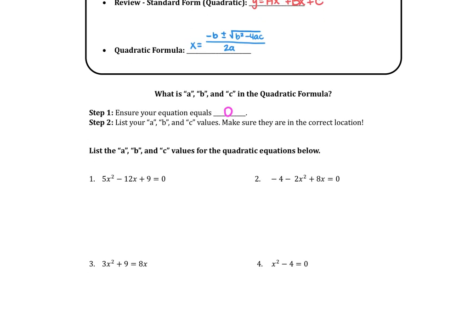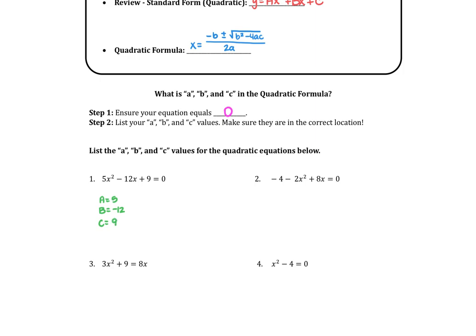So let's look at number 1. You can see in this equation that it's equal to 0, so I'm ready to go ahead and identify my a, b, and c. My a value is the value that's in front of the x squared, which is 5. My b value is in front of the x. You must take the sign with it, so that's a negative 12. And my c value is the value that has no variable at all, which is 9.